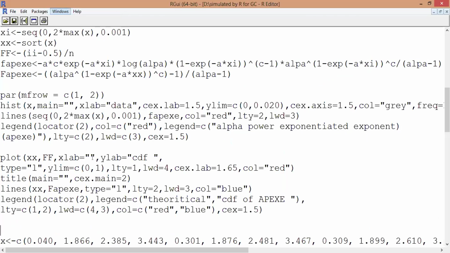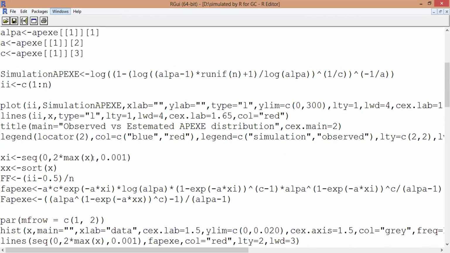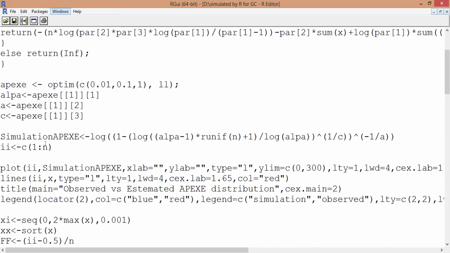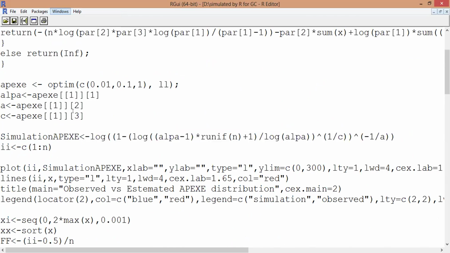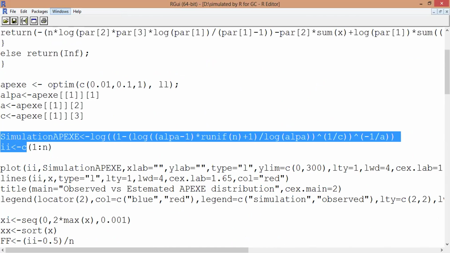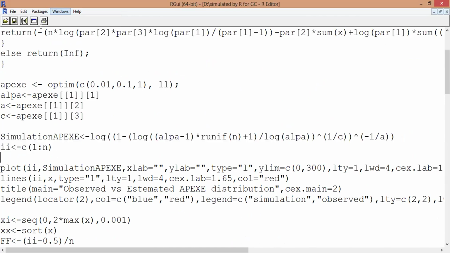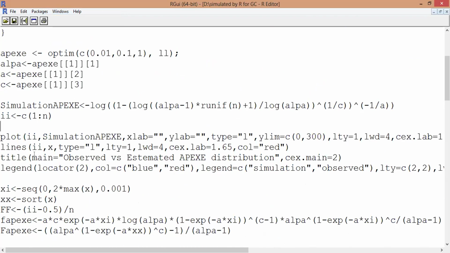So after we believe that our parameter is good, we make the simulation of the APXE, where we use the quantile function. This is the formula of the quantile function that you can find in equation 5 in the research article. You run the simulation. Okay, so we will check our simulation. We will compare X, the data, with the simulation.